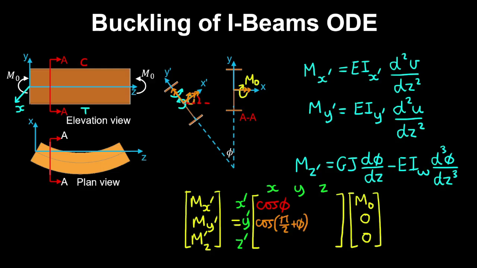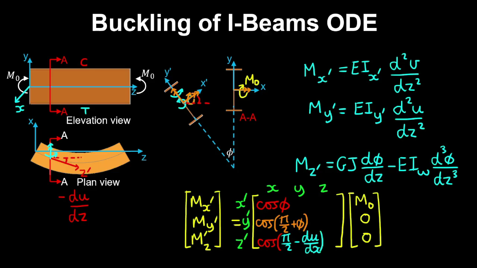And in the plan view, noting that z dash is tangent to the lateral deflection curve, then this angle here is minus the rate of change of the lateral deflection as we move along the z-axis. So therefore the cosine of the angle between the moment about the x-axis and the torsional moment about z dash is pi on 2 minus du dz.